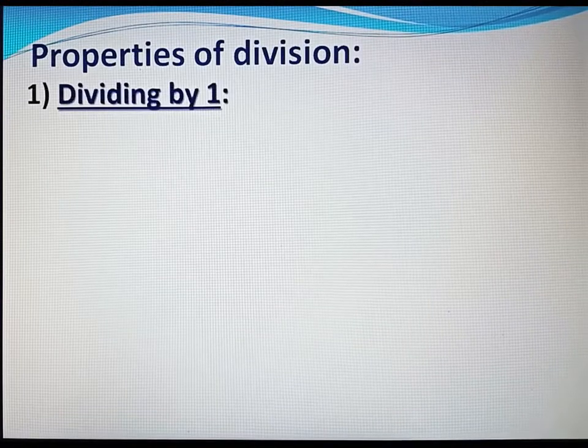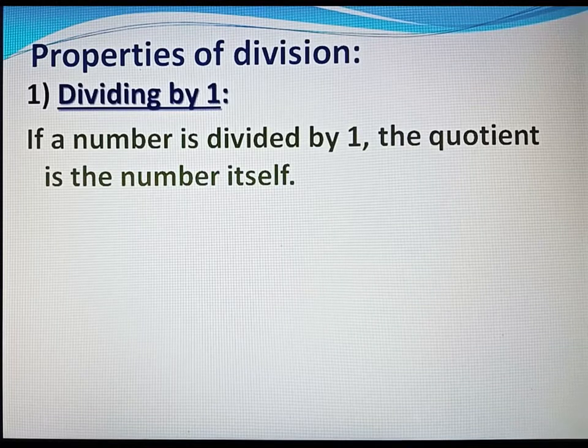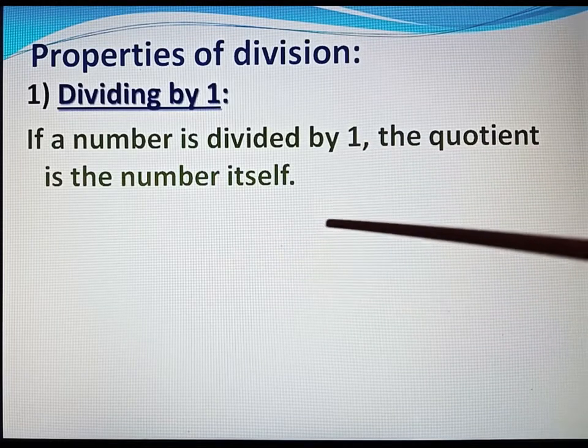Now next topic, properties of division. First property, dividing by 1. If a number is divided by 1, the quotient is the number itself.